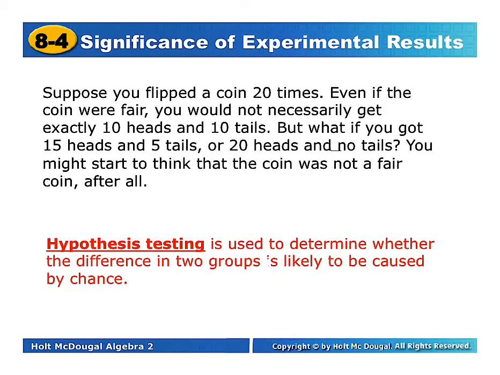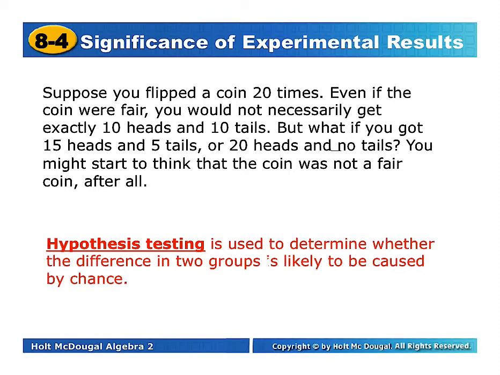Suppose you flipped a coin 20 times. Even if the coin were fair, you'd probably not always get exactly 10 heads and 10 tails. But what if you got 15 heads and 5 tails? Or maybe even 20 heads and no tails? You might start to think that it's probably not a fair coin after all.